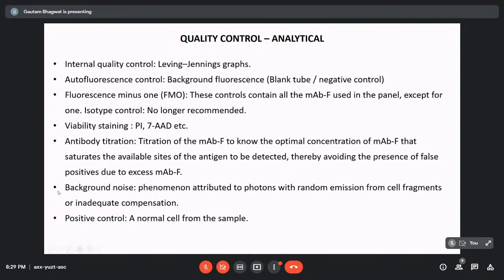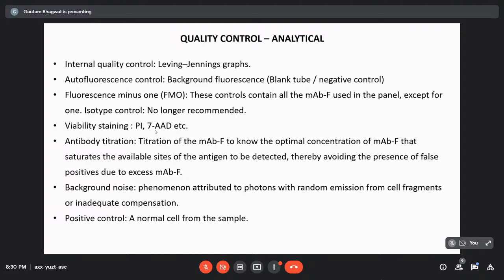Then you have to check for the viability. For viability, you have PI or the 7-AAD dyes. These go and bind to the DNA, and then they fluoresce and you can get certain signals. But these dyes would enter only a dead cell. So all those which are positive are actually the dead cells. You have to analyze on the cells which are viable, that are negative cells.